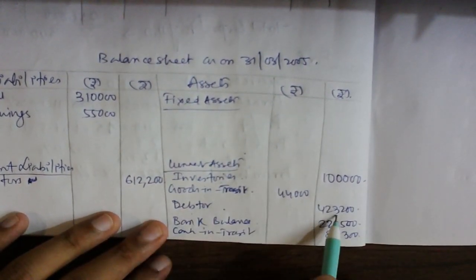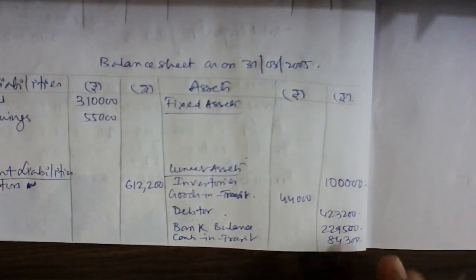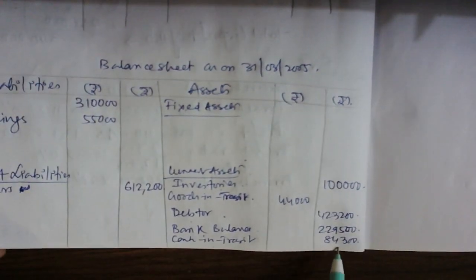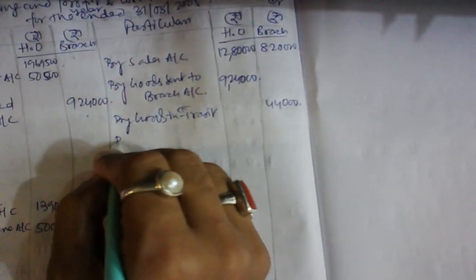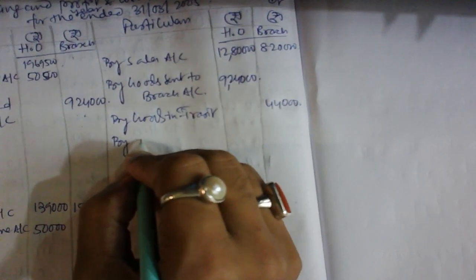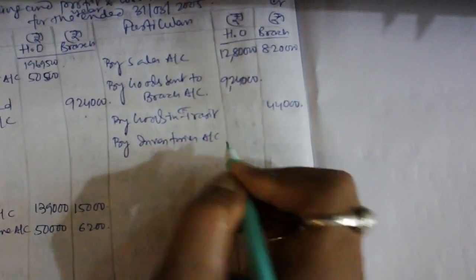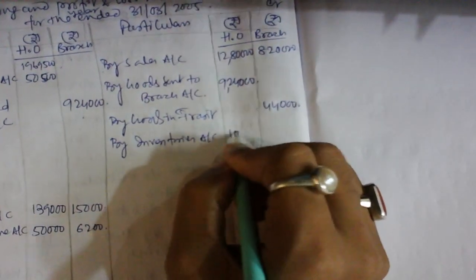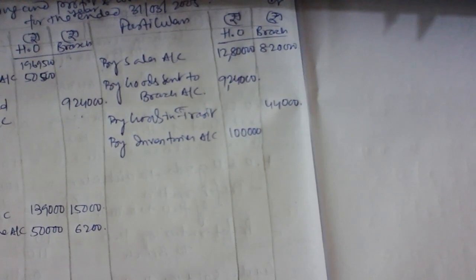Debtors total of the branch plus HO, bank balance total of the branch plus HO, cash in transit is nothing but 84,300, which is given in the adjustment number B. Now this 84,300 is cash in transit. Other than this, inventory of rupees 1 lakh is also to be shown in the trading account by closing inventories. How much, sir? 1 lakh rupees. It is for HO only. Perfect, it is done also. अच्छा, इसके बाद और क्या है सर?